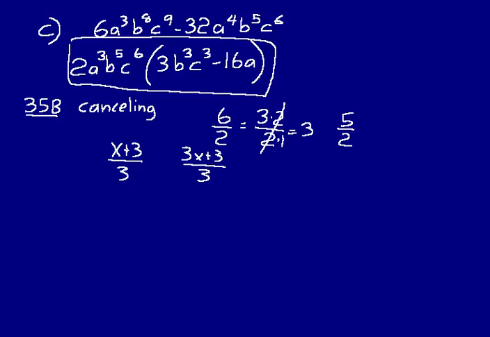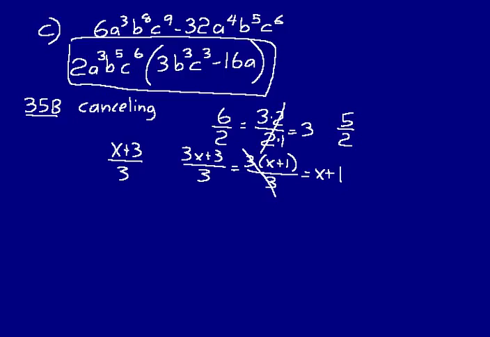Well, it's the one on the right because we have a common factor there that we can factor out. We can factor a 3 out, and we have 3 times x plus 1 over 3. So we have a factor. 3 is a factor in the numerator and in the denominator. And so we end up with x plus 1 as a simplification of that fraction.